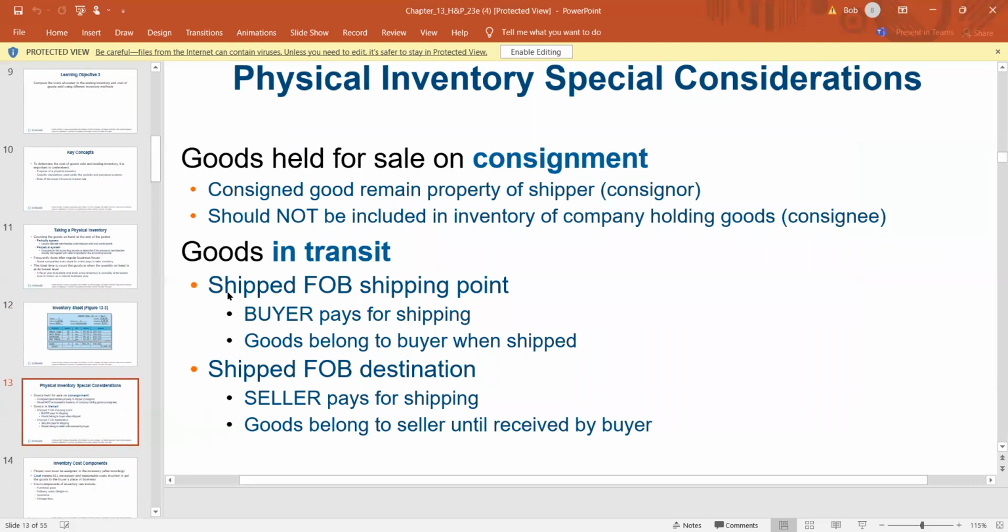Here, let's talk about this again. Let's talk about FOB again and something called consigned inventory. Consigned goods remain the property of the shipper, and they should not be included in the inventory of the company who actually is holding the goods.